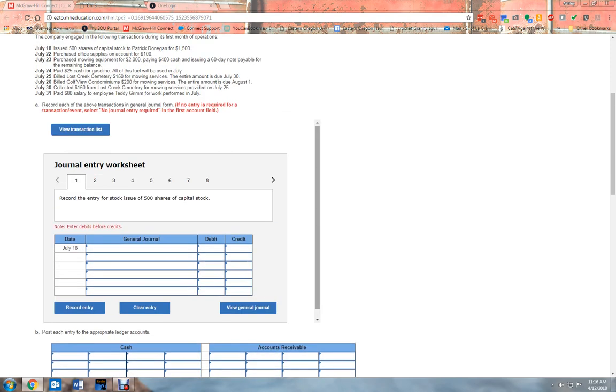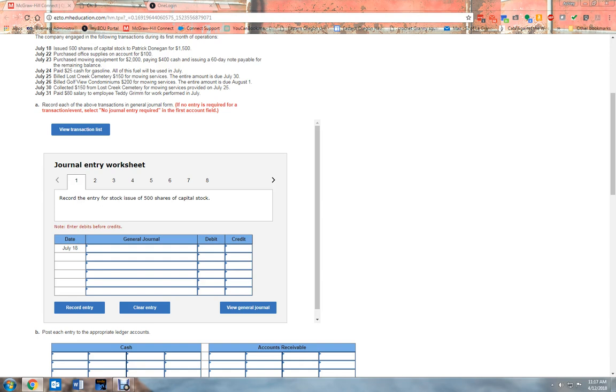Okay, so let's look at our first transaction on July 18th. Issued 500 shares of capital stock to Patrick Donegan for $1,500. So again, this is how I want you to approach accounting problems. I want you to take it a piece at a time, decide what accounts are being affected how, and then do the journal entry. Because that will make the whole debits and credits thing clearer, and then you don't get lost. So we're going to issue 500 shares of capital stock for $1,500.